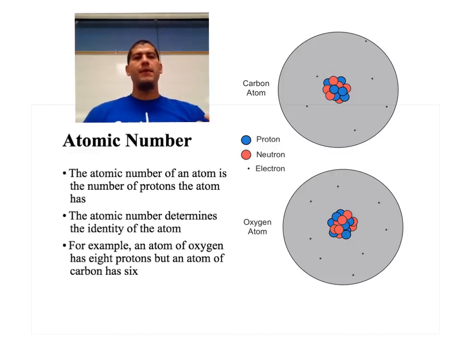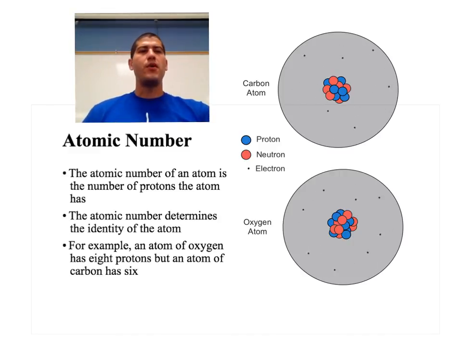To find the atomic number of an atom, all you have to do is count the number of protons. So the top atom has 1, 2, 3, 4, 5, 6 protons, or an atomic number of 6, while the bottom atom has 1, 2, 3, 4, 5, 6, 7, and one hiding in the back of the nucleus, 8 protons, or an atomic number of 8.